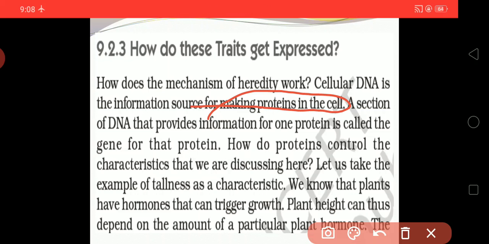A section of DNA that provides information for one protein is called a gene for the protein. That is said to be a gene for a protein. How do proteins control the characteristic that we are discussing here? In this we will discuss how the protein controls the characteristic.